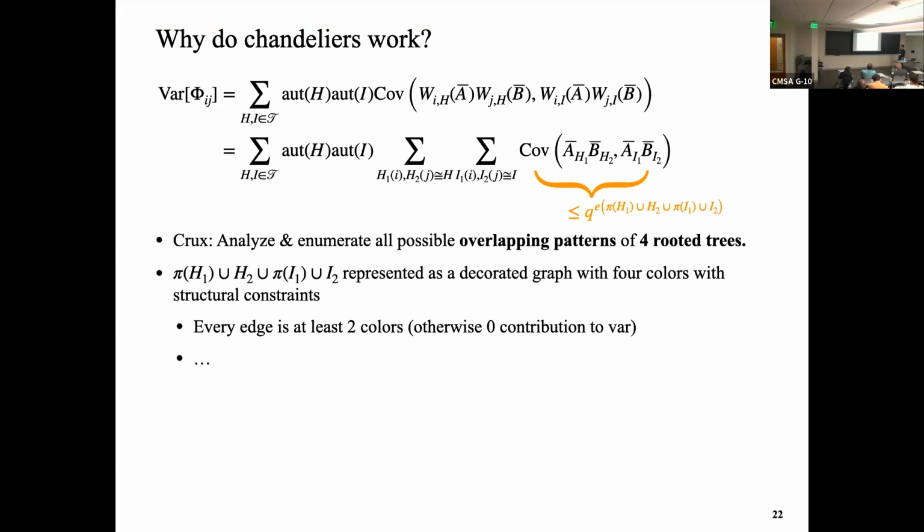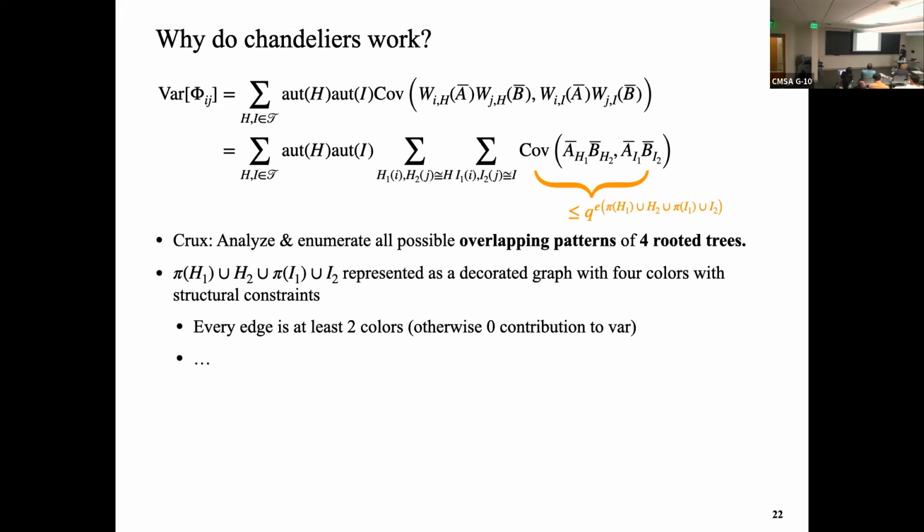So essentially what happens is, if you think about i equal to j, this is the picture of the true pairs. Let's say pi is identity. You have four chandeliers hanging at the same point, and these wires could be twisted in arbitrary ways. They intersect the bulbs and so on and so forth. So you need to understand this type of overlapping pattern. They enumerate, let's say, according to the number of edges of these unions. And then hopefully this sum is comparable to the first moment squared or much smaller.